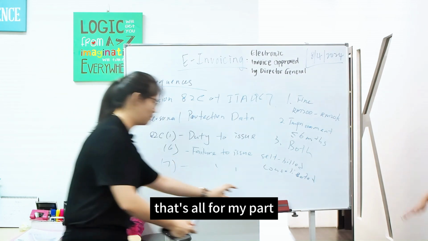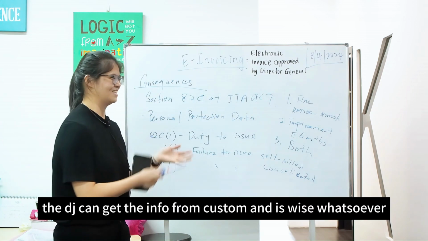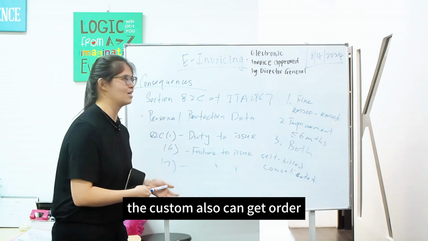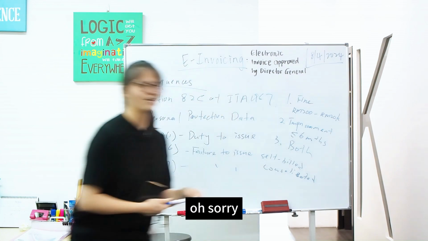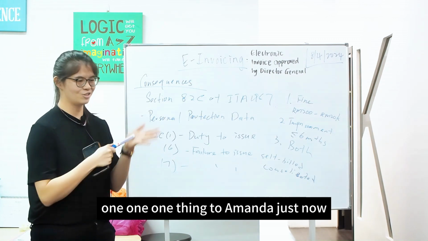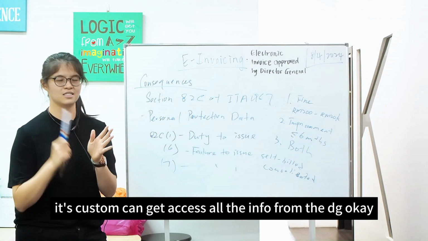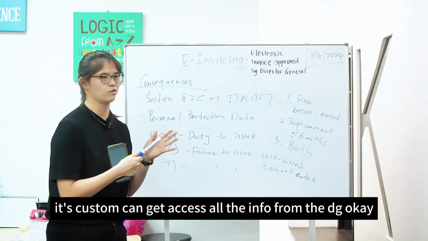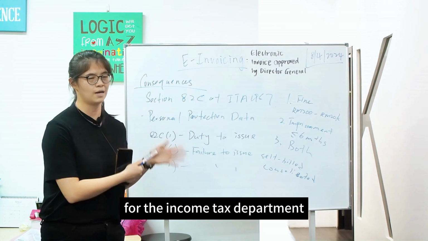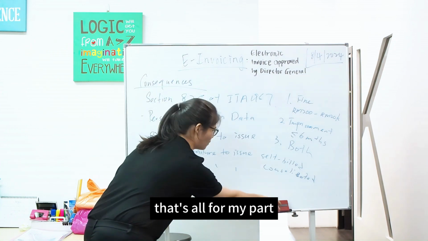So that's all for my part. Custom can get data from IRB. Oh, sorry. One thing to amend. Just now I mentioned the DG obtains the info from custom. Actually, it's not. Actually, custom can get access to all the info from the DG. Okay, it's custom to require all the info from the DG for the income tax department. Okay, that's all for my part.